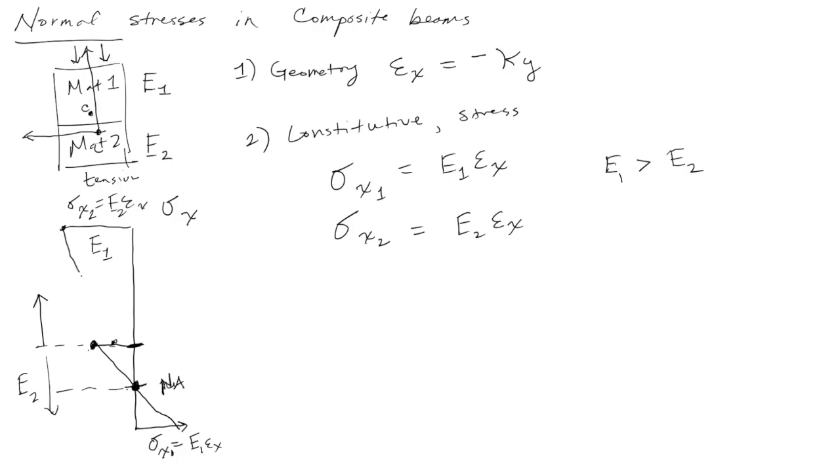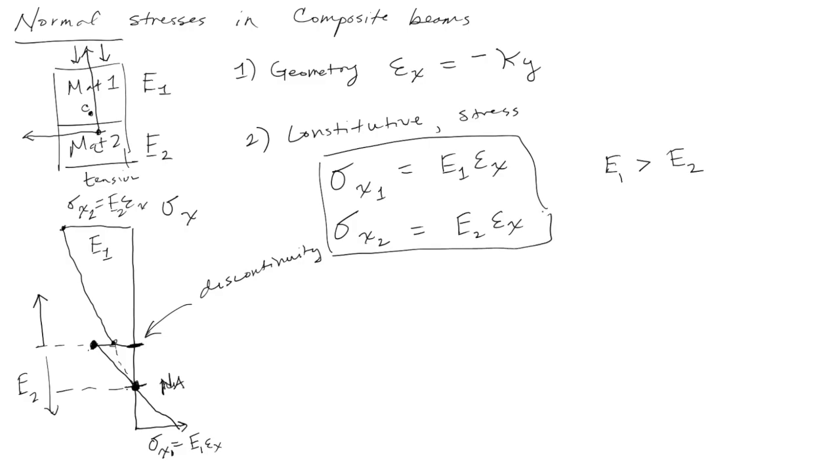And we're going to go ahead and do that. Okay, there you go. So you can see that there's a jump, a discontinuity in the stress, and you expect that because there's a jump in material properties. This is common to composite beams. All right, so this is the stress-strain behavior. We just have to recognize that it's different in the different materials.